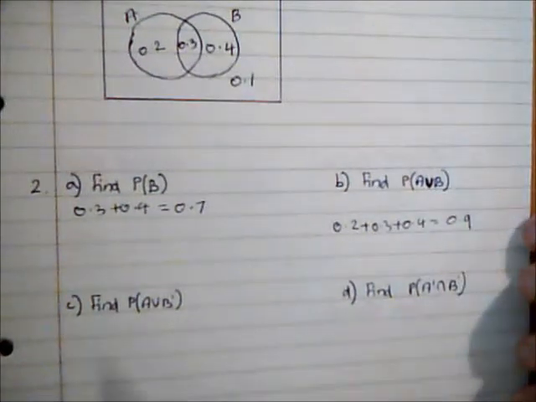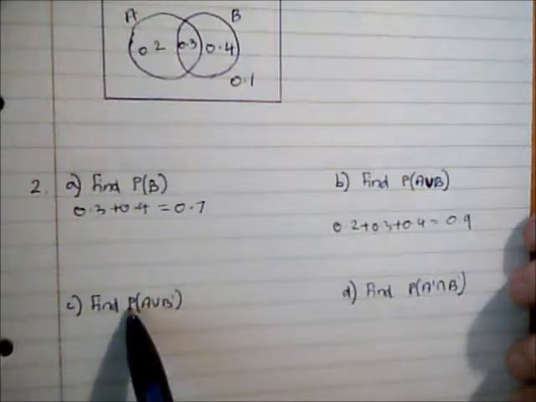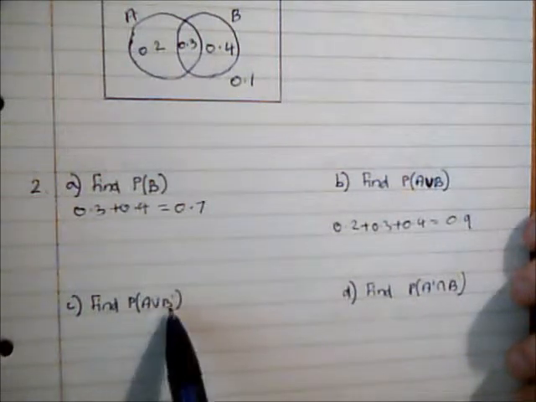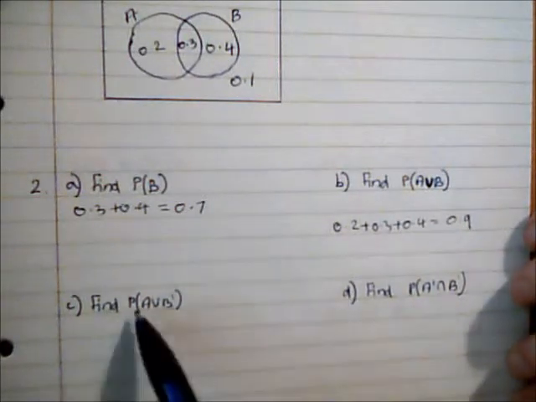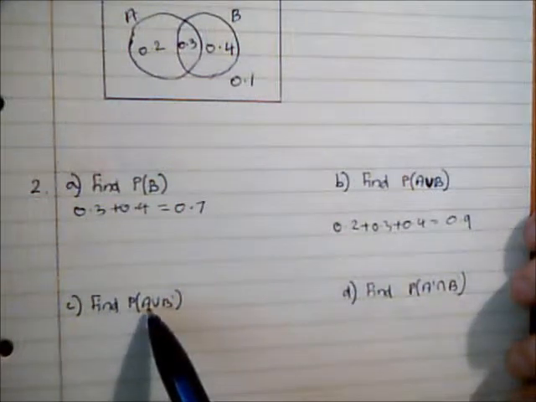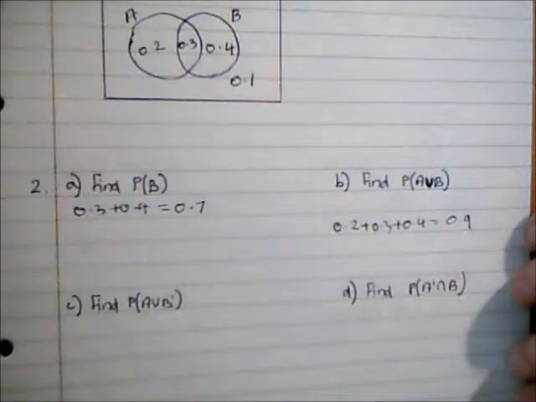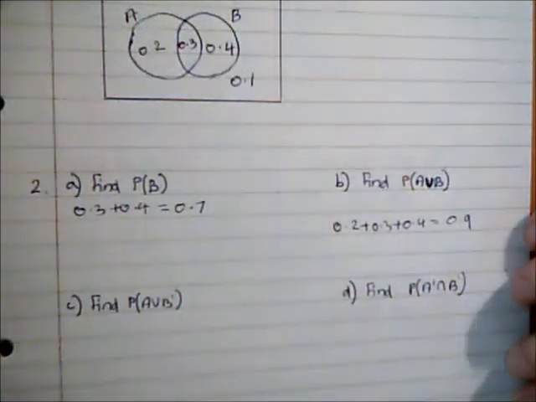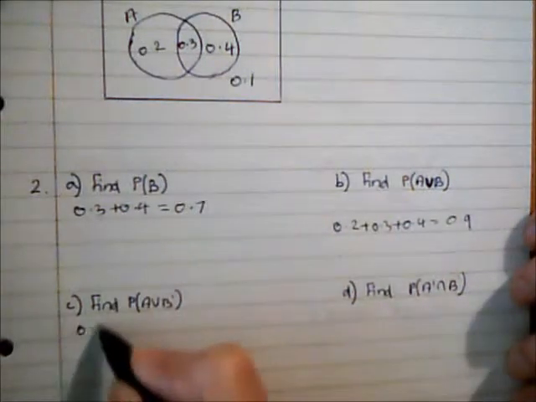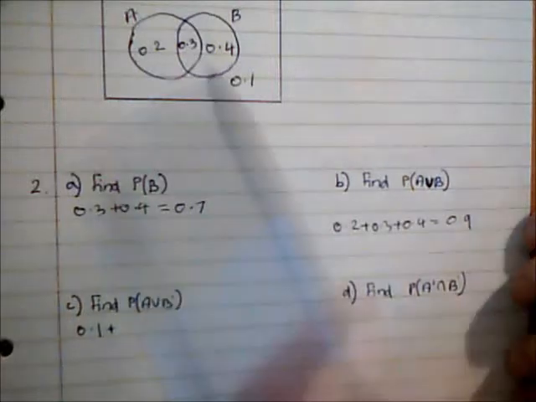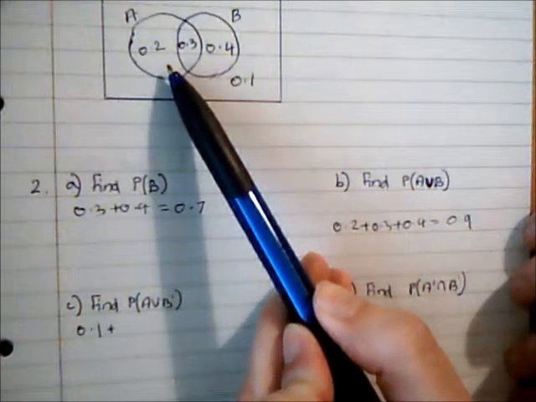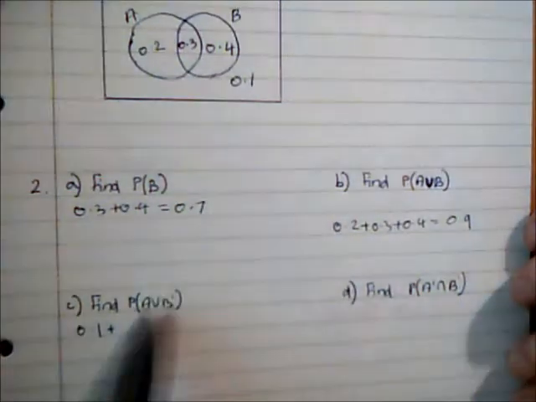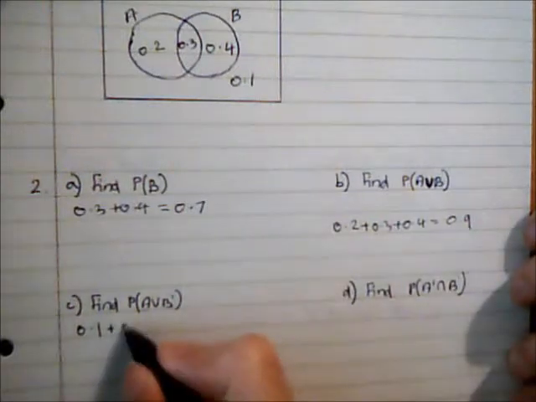So now I've got to find the probability of A union not B. So this is things that are either in A or they're not in B. So I've got four regions to consider. So this outside region, does that meet either of those criteria? Yes, because that's not in B. So I need that probability. What about this one? Well, this is in A and is not in B, so that actually meets both of these criteria, so I need that one.